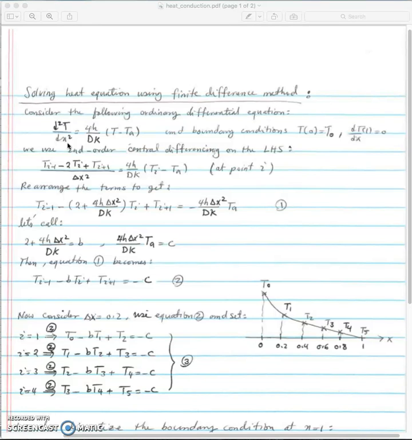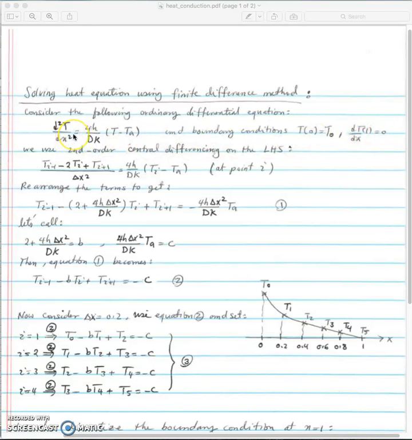h is the heat transfer coefficient, D is the rod diameter, kappa is the thermal conductivity, and T sub a is the air temperature. So these are all known, and the capital T is unknown. We look for it as a function of x. Given that we have two boundary conditions, the temperature on the left is T0, and the flux on the right is 0. So dT/dx at x equals 1 equals 0.